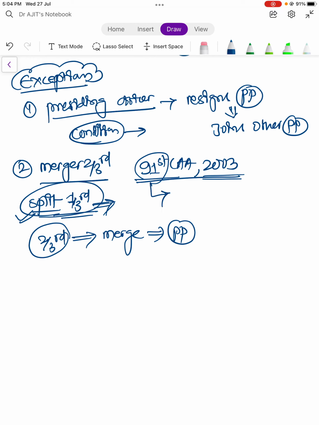Again, what the 91st Constitutional Amendment told, like the speaker's decision is definite.